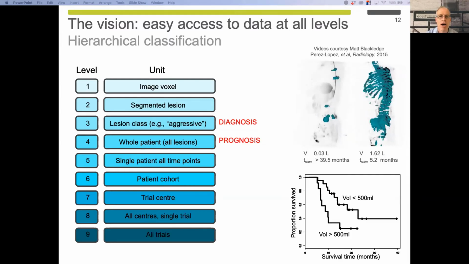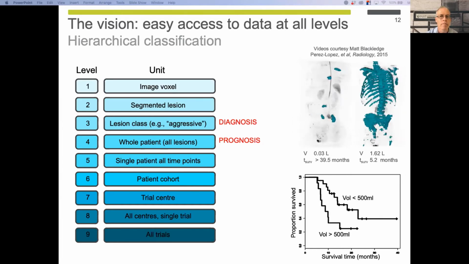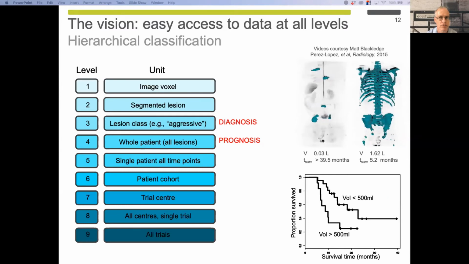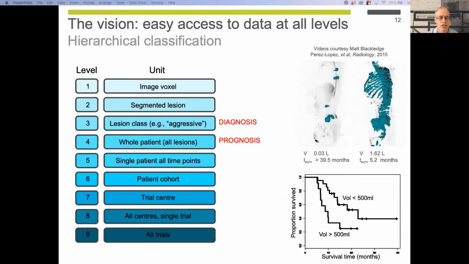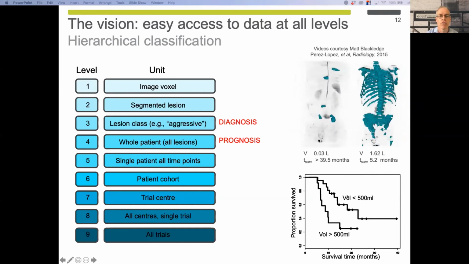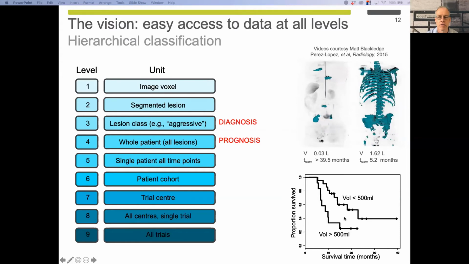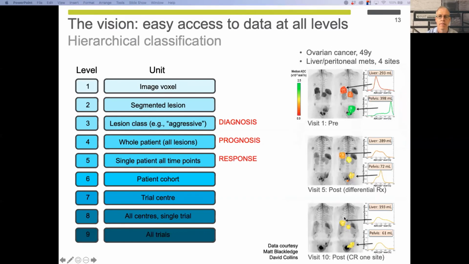If we then step up a level in the hierarchy and consider all the lesions for a patient, we may be able to arrive at a prognosis. So here's an example of some lovely work by Matt Blackledge and colleagues at the ICR, where a simple threshold on the volume of lesions was found to be a very strong predictor of survival.